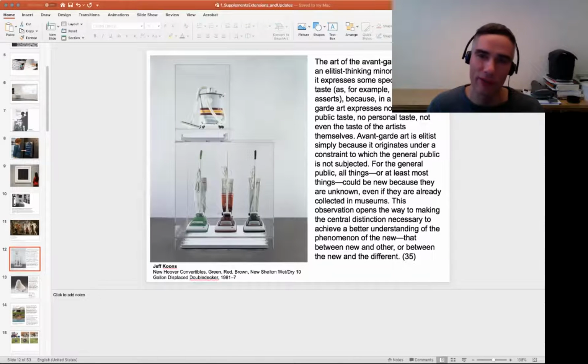And then he shifts to the ready-made. The second slide I showed you was a ready-made, the basketball floating in the glass tank. That was a Jeff Koons piece. And here's an earlier ready-made by Jeff Koons. These are Hoover Convertibles. You may be familiar with these.